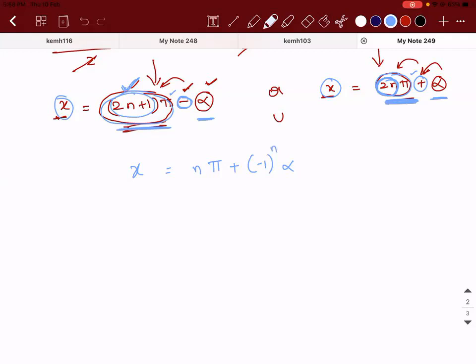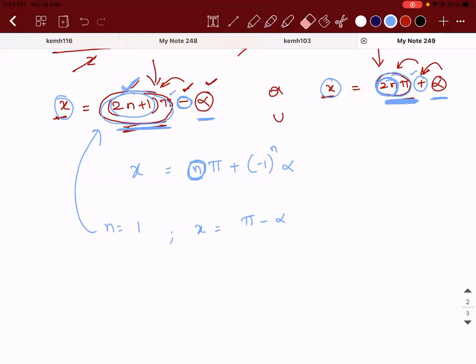Where is that n derived from? The n is derived from here. Now you check and see. If I put n as an odd integer, what will I get? If I put n equal to 1, what will be my solution? x will be equal to pi minus alpha. Correct? So if I put the same n equal to 1 here, what will I get? I'm getting 3 pi minus alpha.